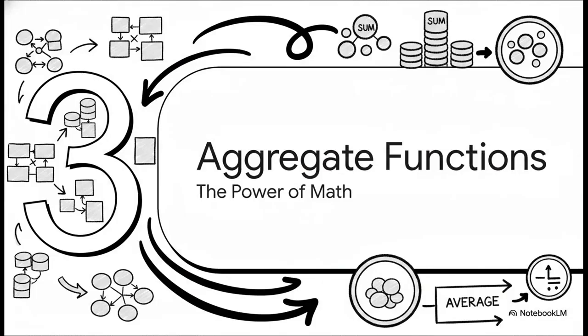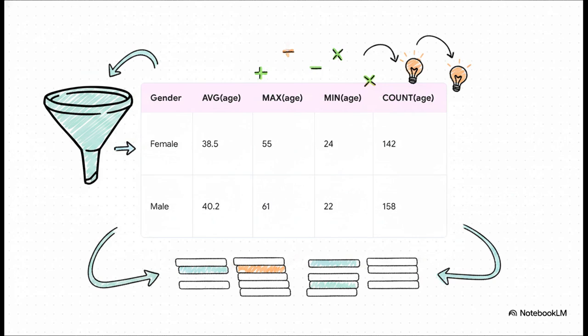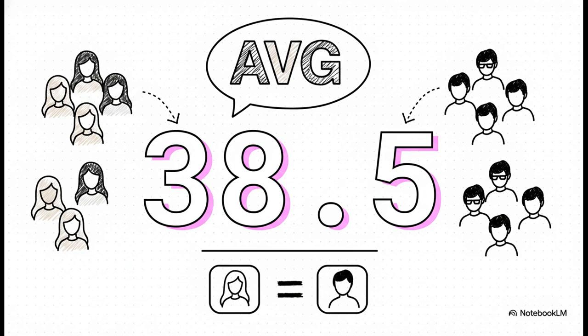Which brings us to Section 3, unleashing aggregate functions and the power of math. Once our data is successfully bundled by gender, we can finally apply aggregate functions to extract actual business insights. Sure, the raw rows are gone, but the data inside them is still totally accessible through math. And we can run multiple functions at the exact same time across our new groups. Take the average function. We can instantly calculate the average age of all the distinct people rolled up inside the female category, and then immediately do the same for the male category.